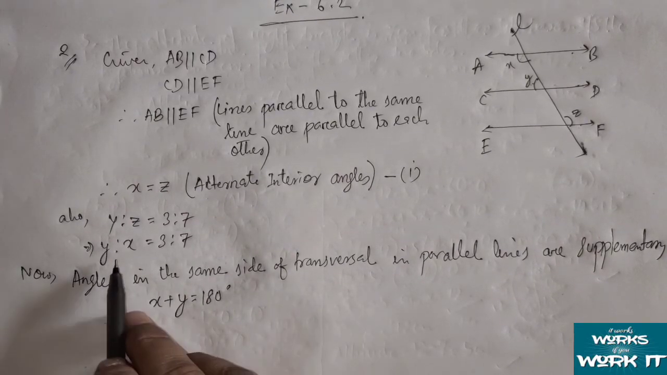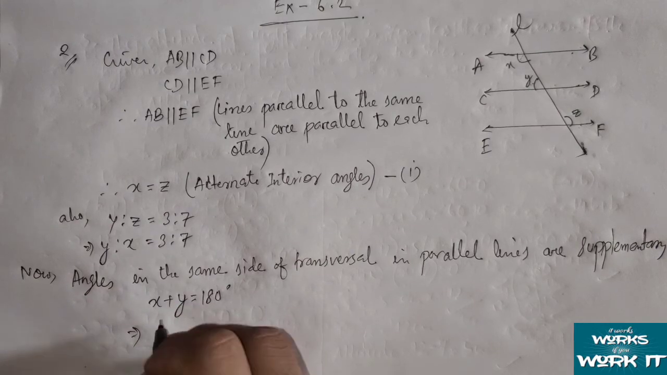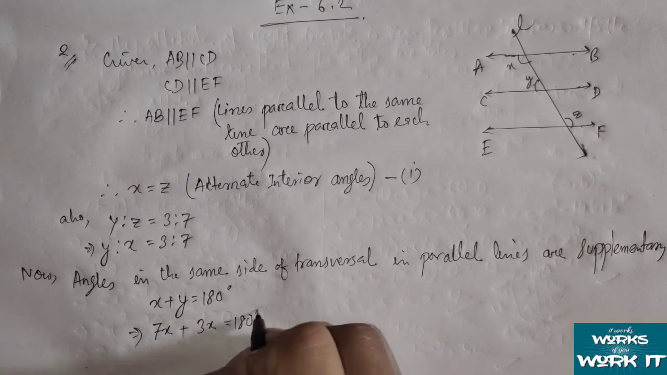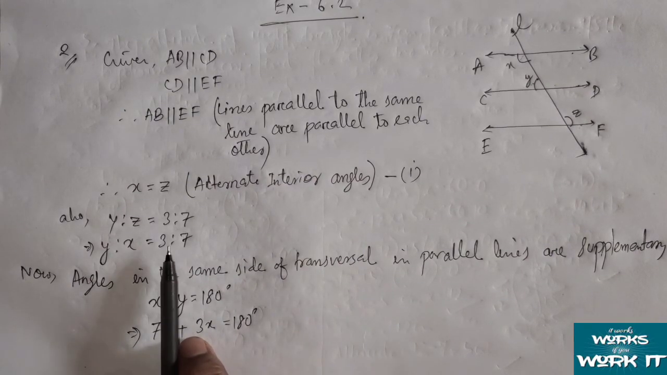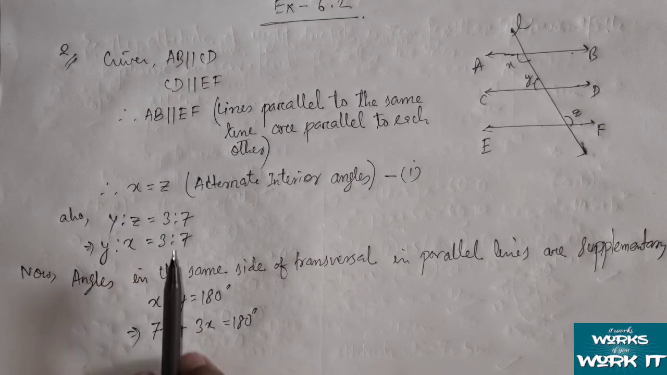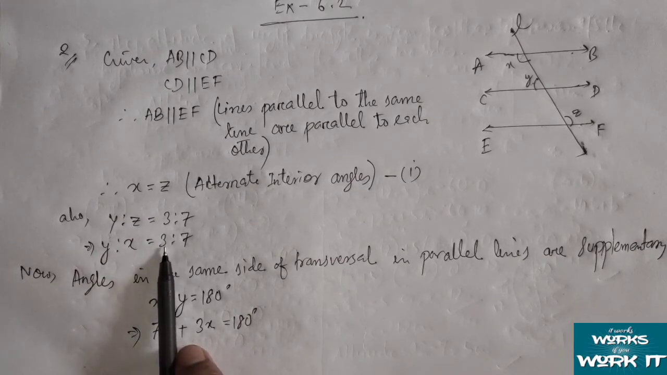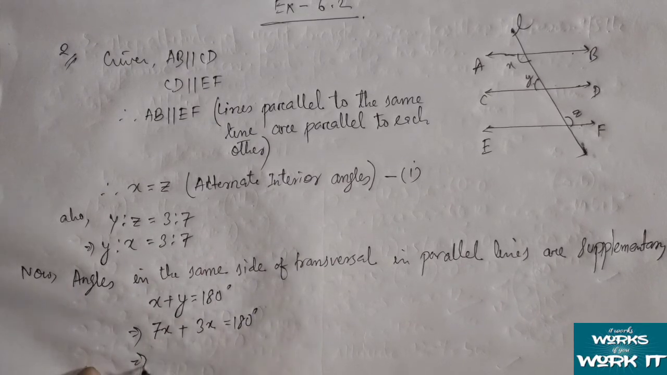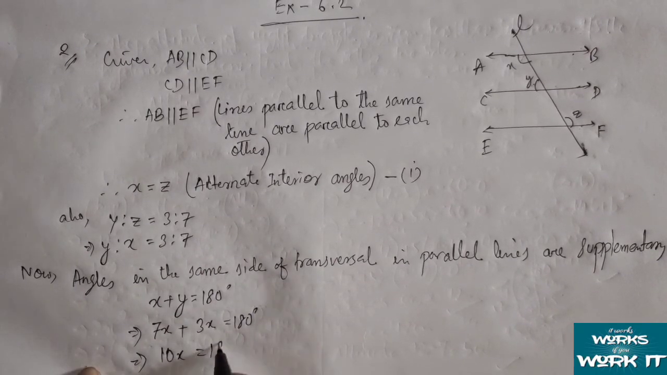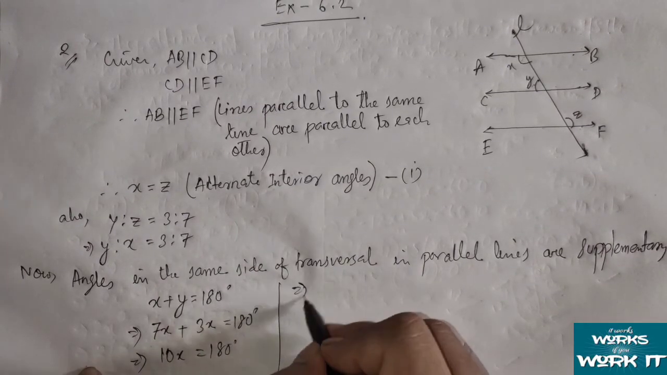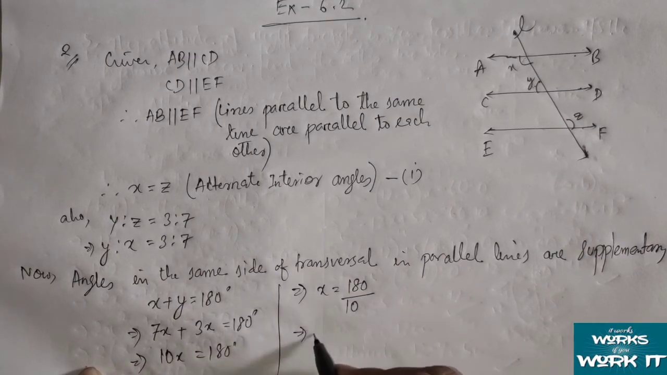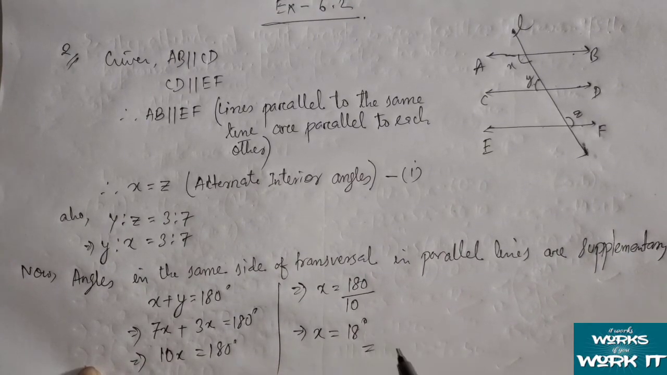So here we have already got the ratio Y is to X is 3 is to 7. So what we can write, 7X plus 3X equal to 180 degrees. Whenever a ratio is given, directly use that ratio in the solution as multiplying with X. Or you can use any variable there. So I'm using this one as 3X and this one as 7X. Both after adding will give us 10X equal to 180 degrees. Then X will be equal to 180 divided by 10. So our X value is 18 degrees.